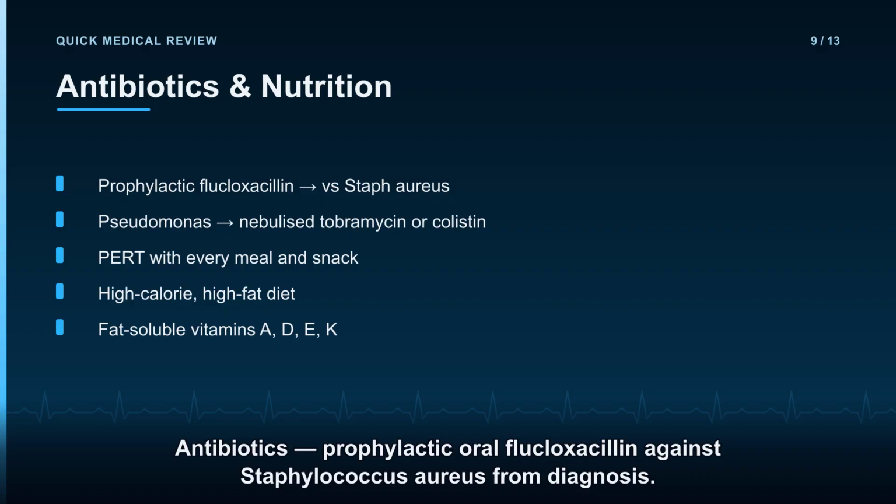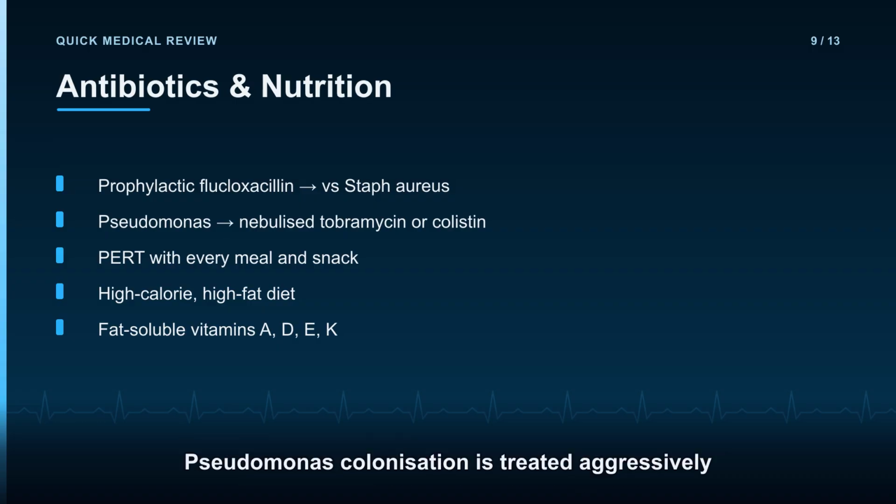Antibiotics: prophylactic oral flucloxacillin against Staphylococcus aureus from diagnosis. Pseudomonas colonization is treated aggressively with nebulized tobramycin or colistin for eradication. Acute exacerbations may require IV antibiotics.